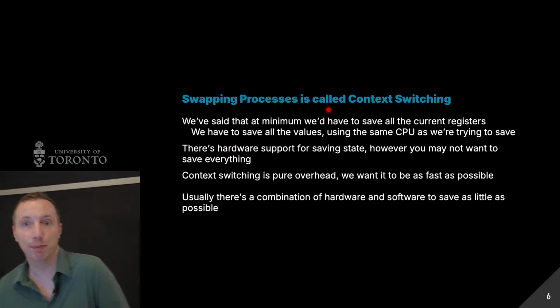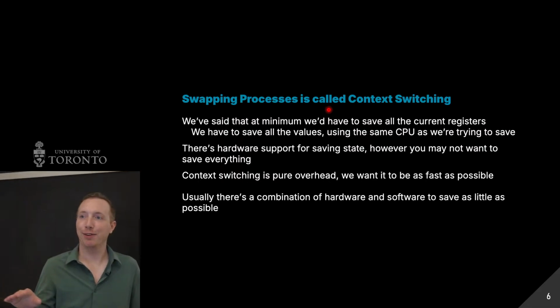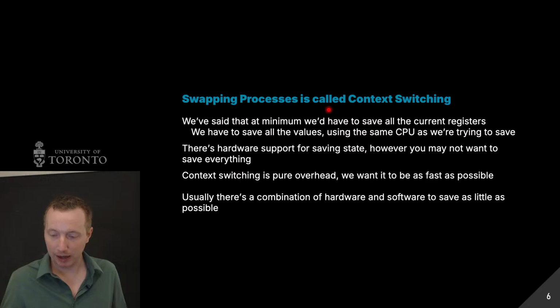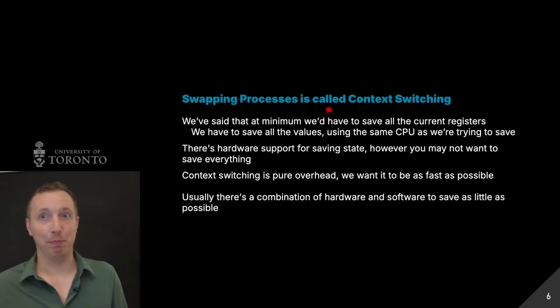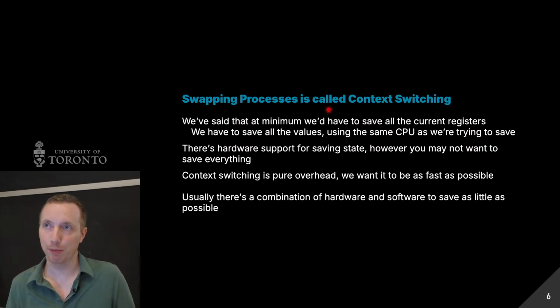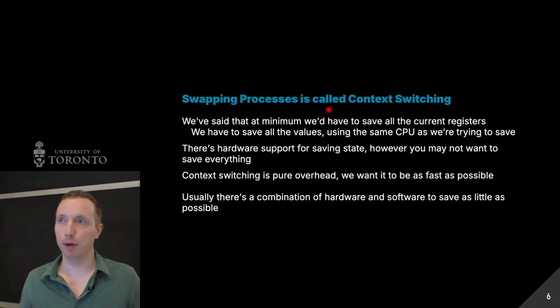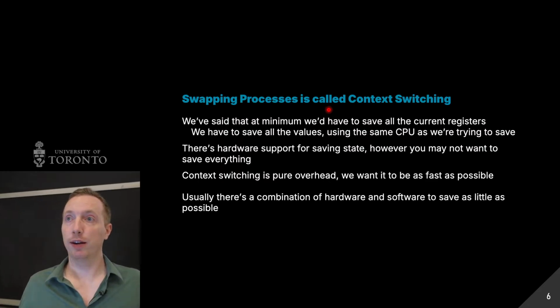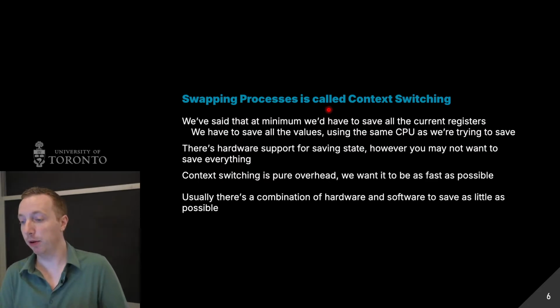If your operating system spent half its time just saving values and switching between processes, it would be twice as slow as any other operating system written by a normal person, and you probably would never use it. So you want the overhead of context switching to be as low as possible.